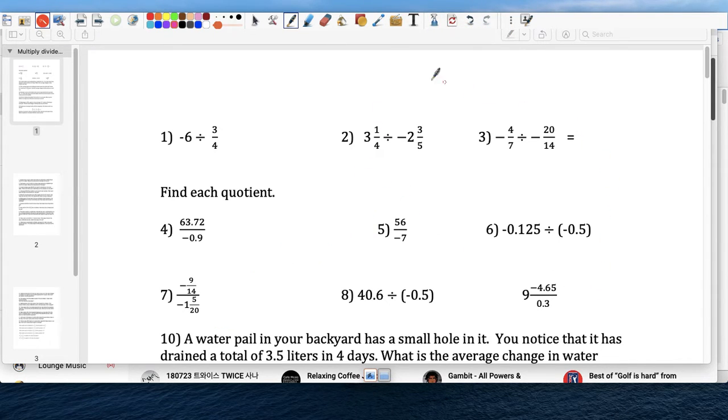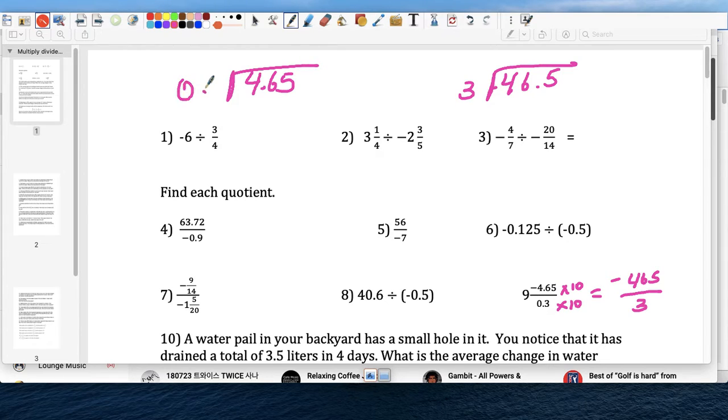Where am I? 9. Oh, okay, so a little decimal work. So again, what are we going to do? We're going to change the denominator to a whole number, so I'm going to multiply that by 10. I'm going to multiply the top by 10, which basically I get 3, and on top I'm going to get 46.5 negative. So let's do it this way, right? 46.5 divided by negative 3. If you automatically went this way, isn't that the same thing? You move the decimal 1 over, which becomes a 3, and the decimal 1 over, and you get 46.5.